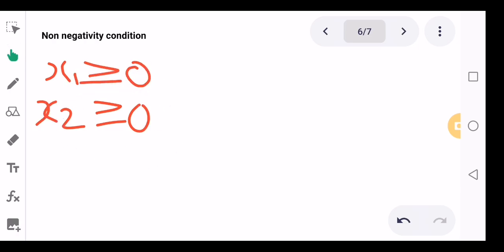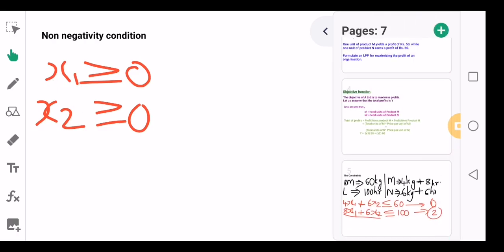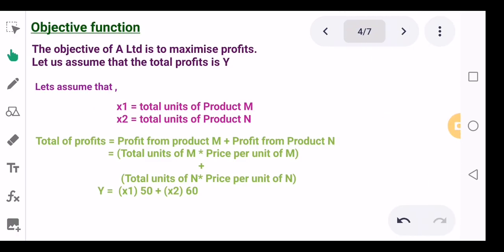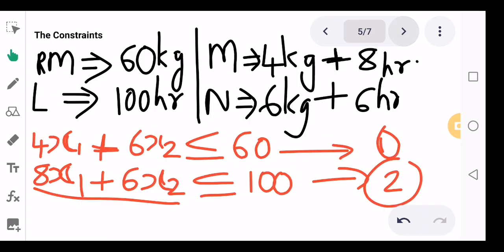And why is it like this? The logic is very simple. x1 is the total units of product M, x2 is the total units of product N. Can we produce negative units of something? Like if I am producing pencils, can I produce minus 5 pencils? Not possible, right? Either I don't produce any pencils, that is 0 production, or I'll produce 1, 2, 3, 4, or some positive production happens. There is no negative production happening. So that is what this condition is.